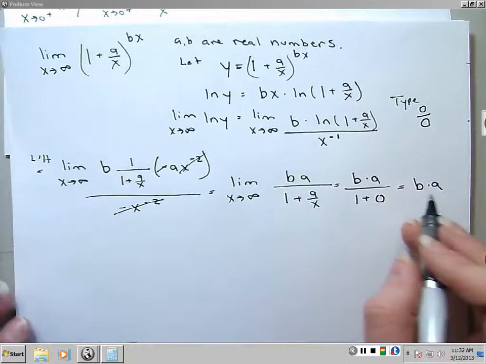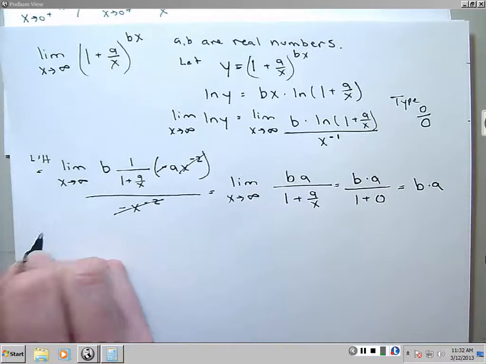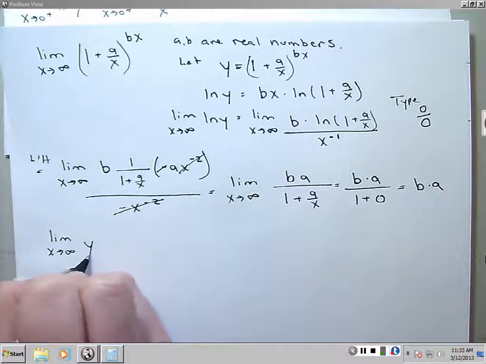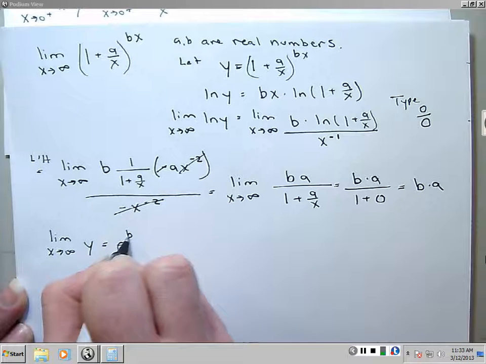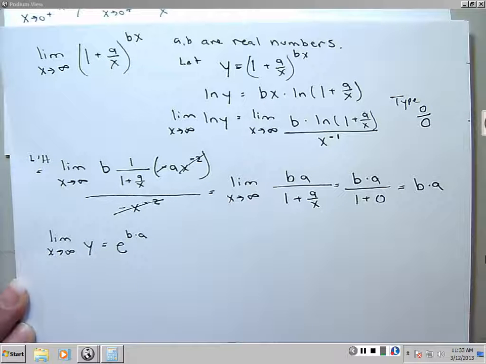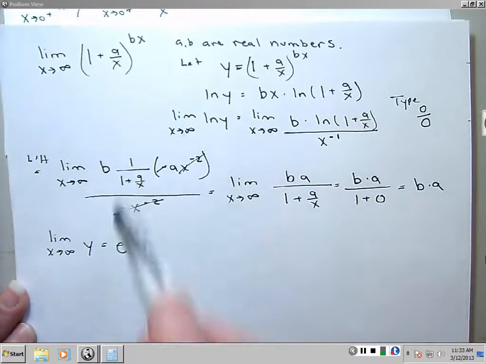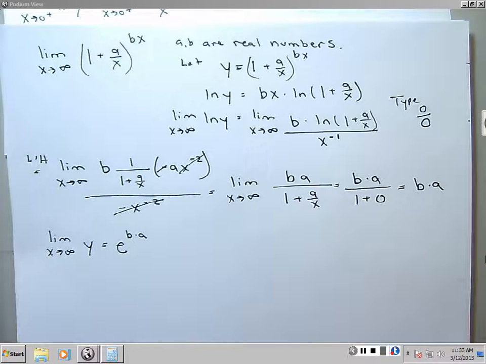This is the limit of ln of y, and I want to know what the limit of y is. So the limit as x goes to infinity of y would be e to the ab, which is just a number. So when a is 1 and b is 5, you get e to the fifth. And you can go through and see the same thing there.